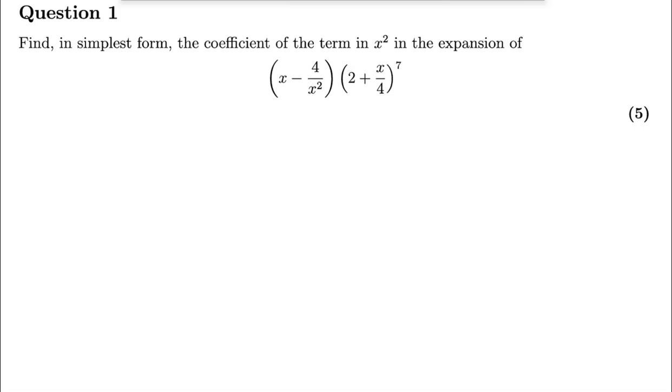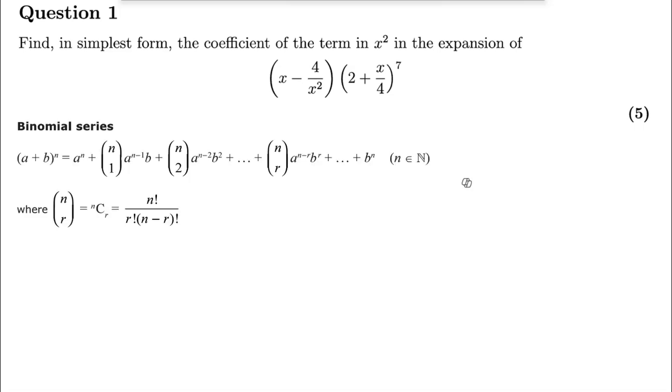We'll get started with our first question, and we need to find the x squared term in the expansion of these two brackets. Now, to do this, the first term I don't need to do any expanding there, but the second bracket is to the power of 7, a positive integer. So I want to use the version of the binomial expansion that I'll get up on screen now. This can just be found in your formula book.